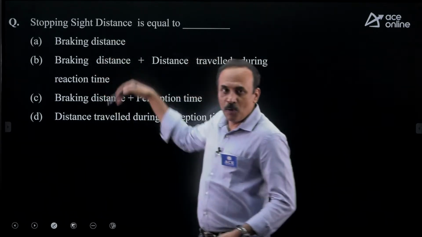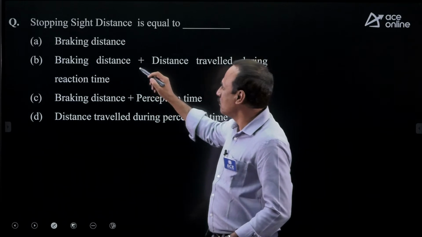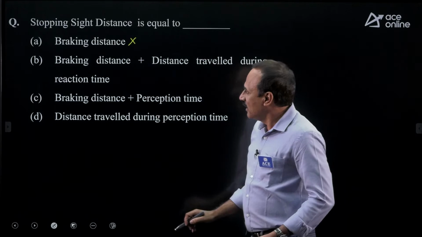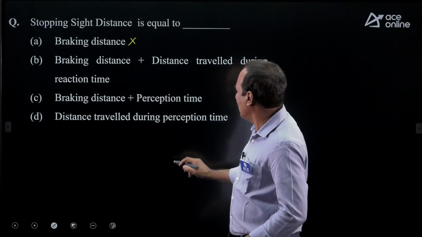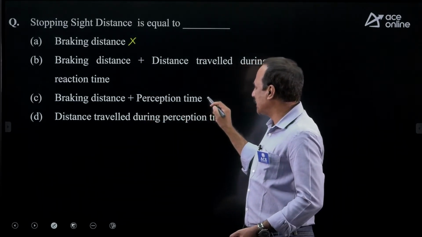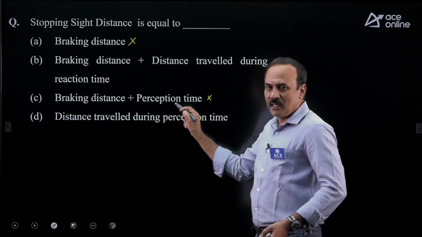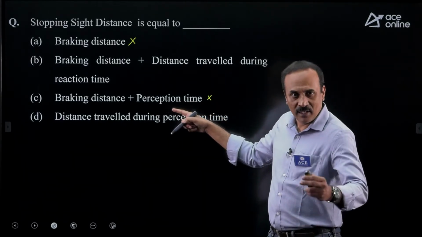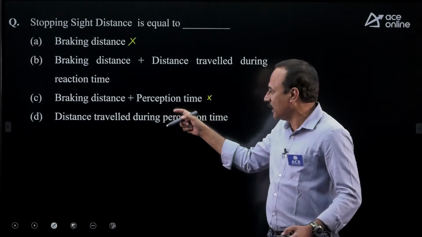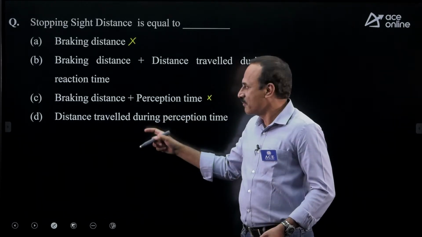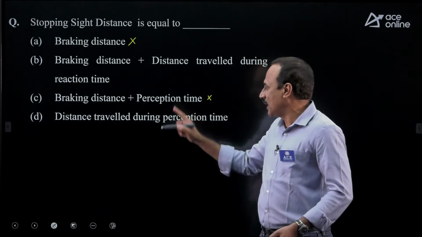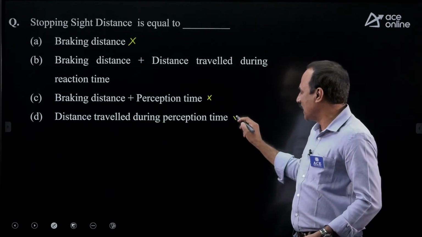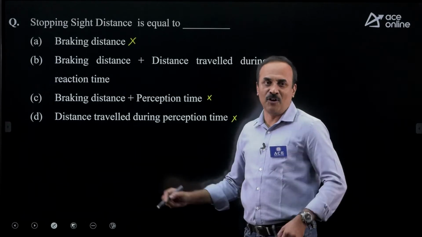So you can go by the process of elimination, especially in a multiple choice question. It is given as only braking distance, so I am eliminating this. Coming to braking distance plus perception time, maybe the distance traveled during the perception time. Actually, this must be the distance traveled by the vehicle during perception reaction time. Here only perception time is given, so I can eliminate this. The 4th option is distance traveled during perception time. Here braking distance is gone.